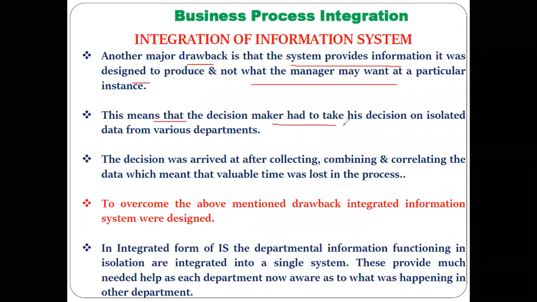This means that the decision maker had to take the decision on isolated data. If the departments are not linked with each other, then the manager has to combine all these isolated data. Isolated means what? What do you mean by isolated? Separate. If they are not linked with each other, the information they have becomes isolated. Understood. And the same point I have mentioned: if the functional departments are not linked with each other, then the manager has to collect these isolated data, combine them, and create the relationship between them, and then he can make the decision.